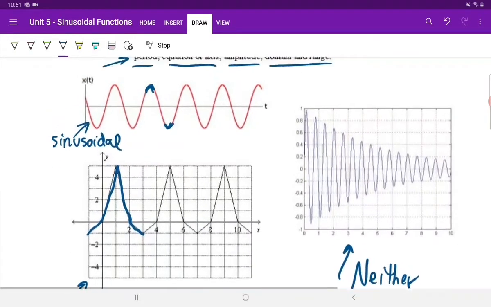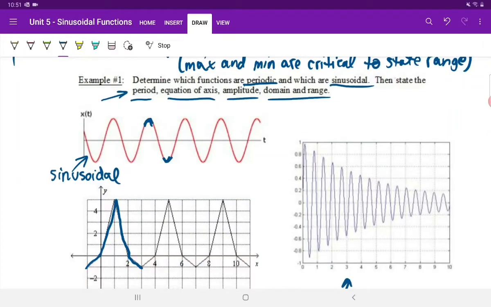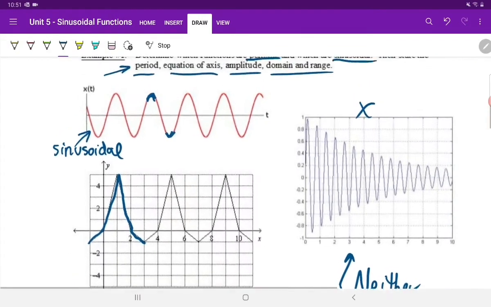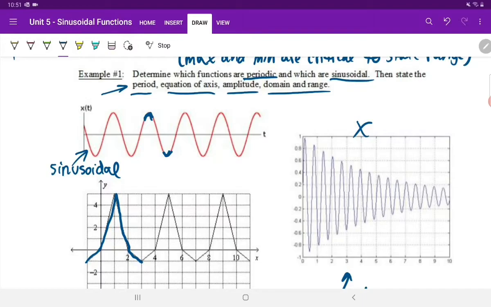Okay. All right, now let's do the second part to this. It says, then state the period, equation of axis, amplitude, and the domain and range. Well, we can't do it for this, right? Although we can probably state the equation of axis here, we are not going to do our period, and we can do the domain and range as well, but let's just focus on the two graphs on the left. Okay, so let's start with the equation of axis.